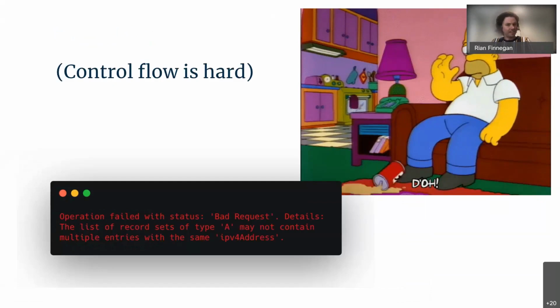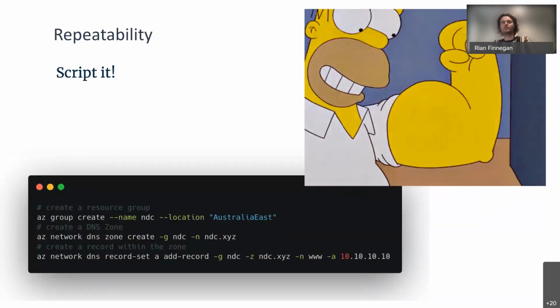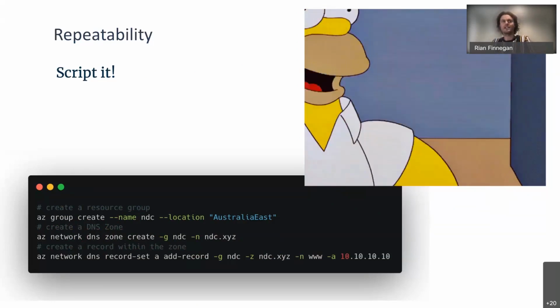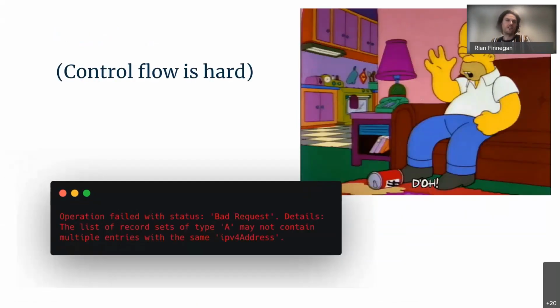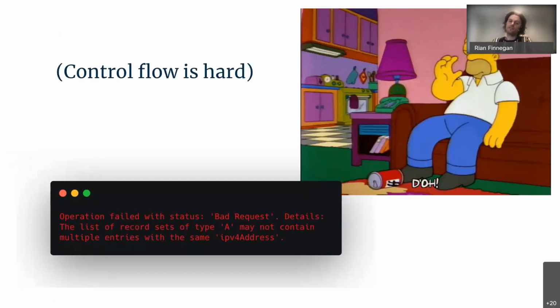But if you think about it, why did it fail at that point? If I go back to the script, I also can't have multiple resource groups of the same name, but it didn't fail there. I also can't have multiple DNS zones with the same name, but it also didn't fail there. It failed on the third one. The reason is that the first two operations were idempotent, but the third one was not. And this is a problem.